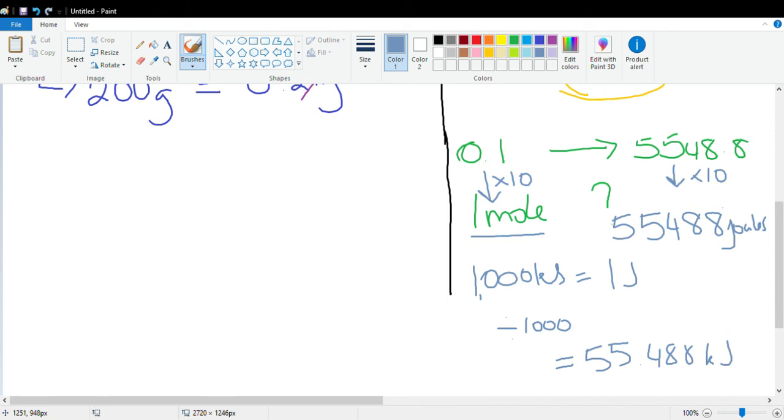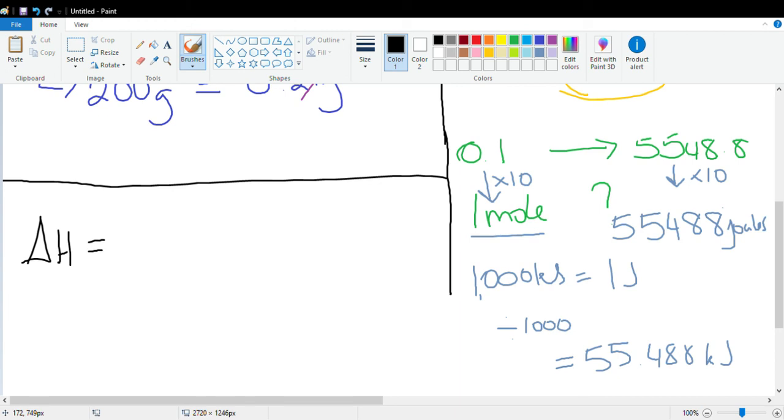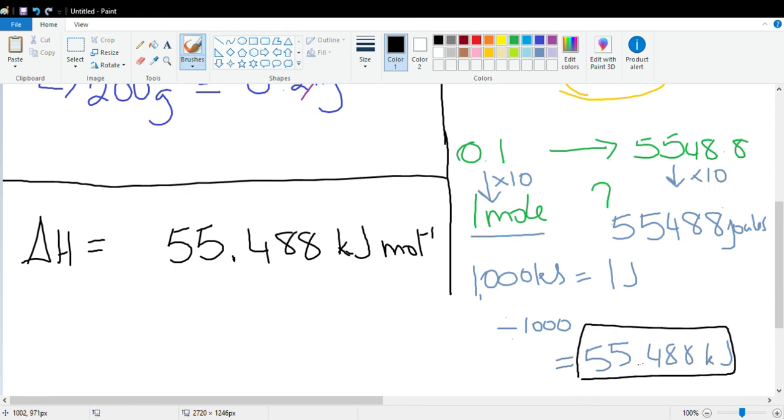So that means that that's the amount of heat produced by this neutralization reaction. Now, they want us to give our answer as a delta H value. So our delta H value, the heat produced is 55, sorry, there's a point in there, it's hard to see, 55.488 kilojoules per mole. So it's 55.488 kilojoules in 1 mole.